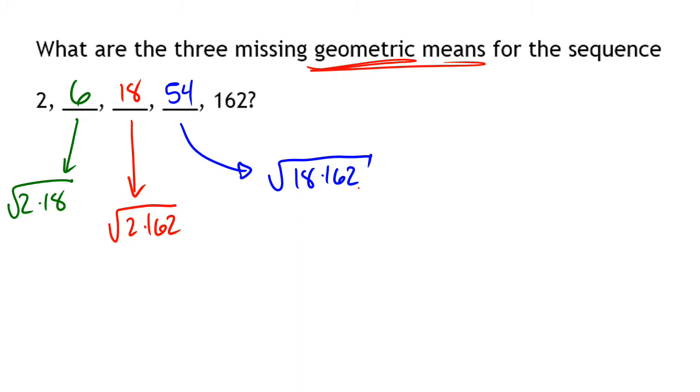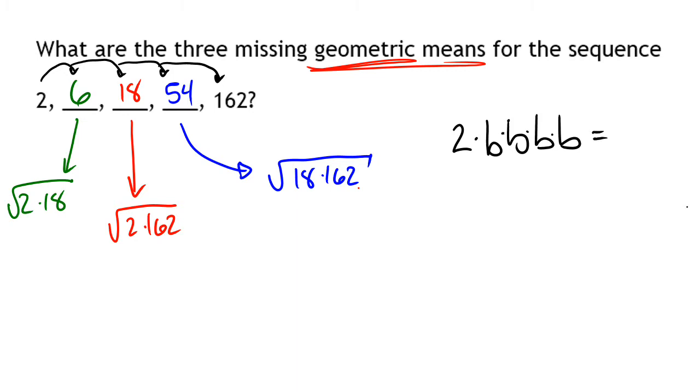Now there's another way we can attack this problem, right? If you think about this, I'm starting with the number 2 and I'm going to multiply by a particular value 1, 2, 3, 4 times. So if I was to write that out algebraically, it looks like 2 times, I'll call it b, 1, 2, 3, 4 values of b. So I've got 2 times b, and when I do that, I should get a value of 162. So this is equivalent to 2 times b to the 4th power equals 162.